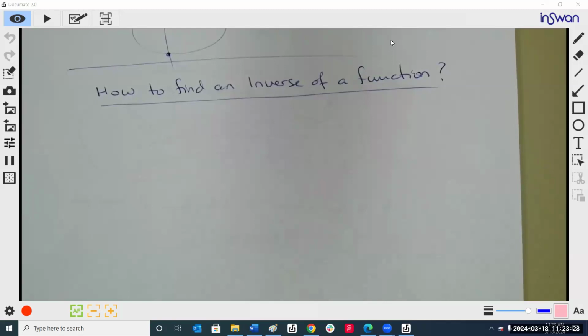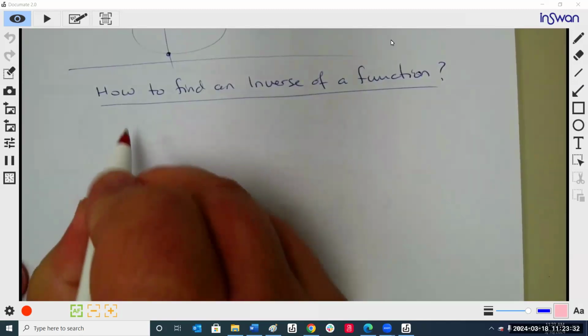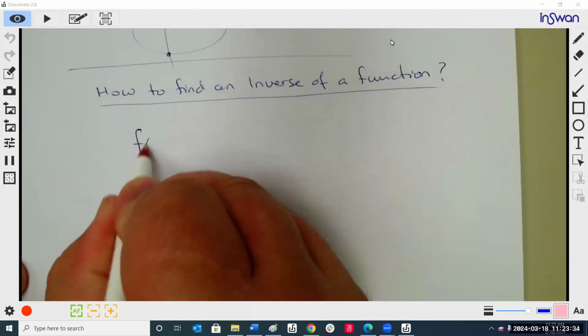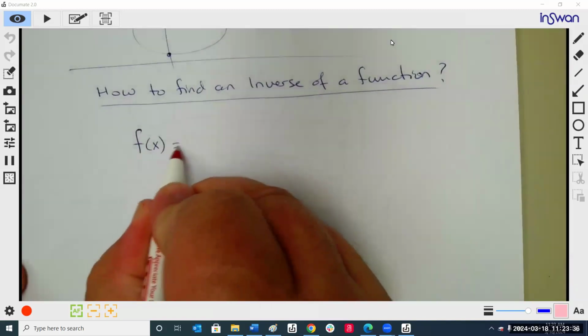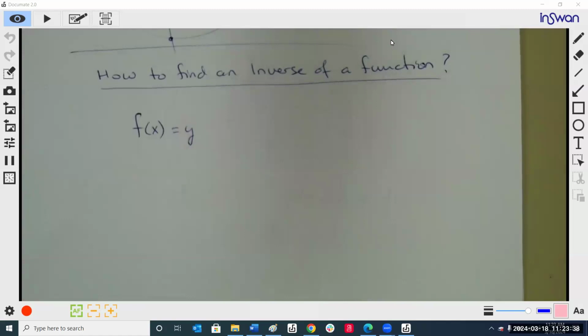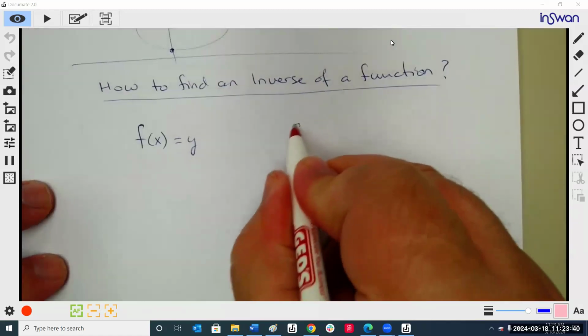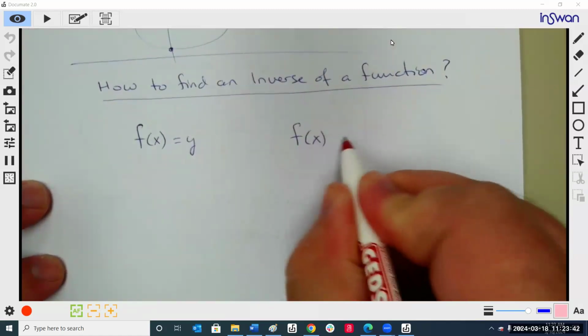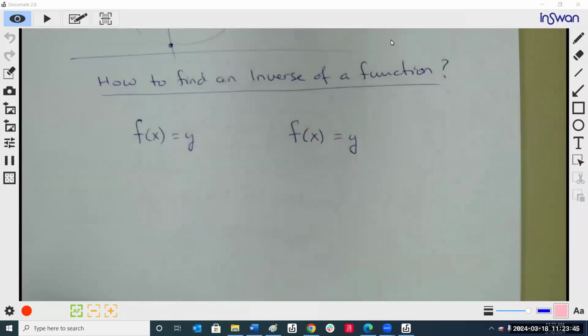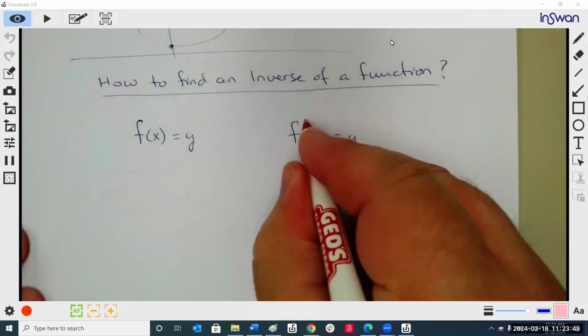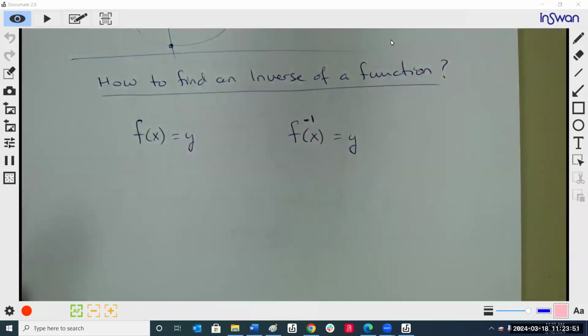Well, first off, we have to have a way of distinguishing. We have a function. It equals some value of Y. How would we differentiate the inverse function? That symbol there, the -1 exponent, tells us that that's an inverse.